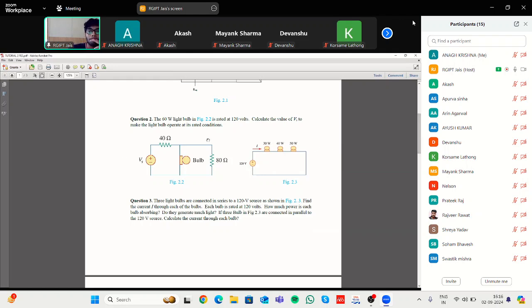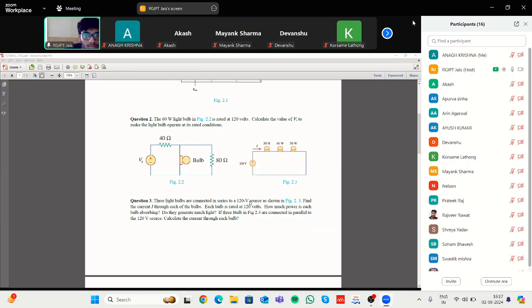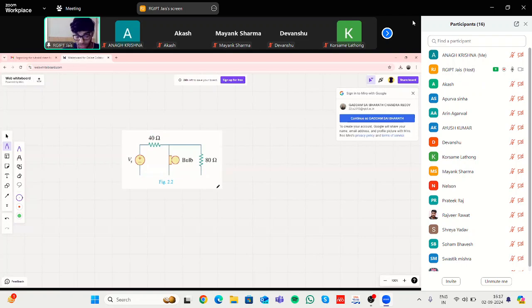Okay, I will try to explain. I've got one right answer and one wrong answer. Okay, is the screen visible? Figure 2.2. Yes, sir. Okay.